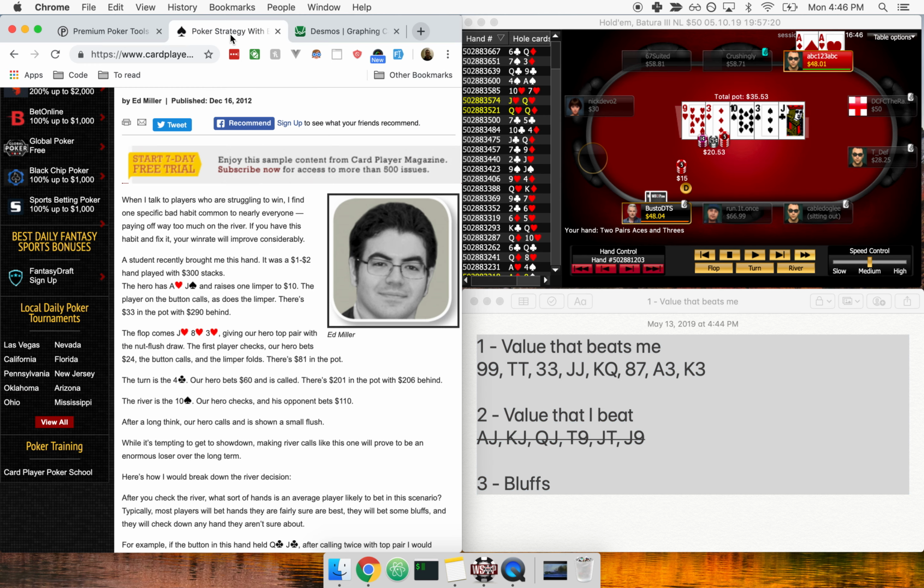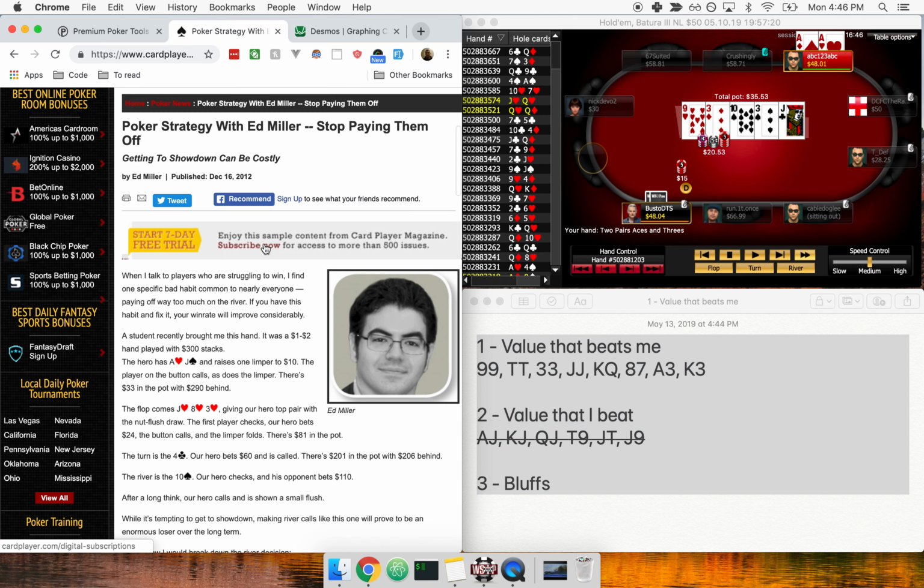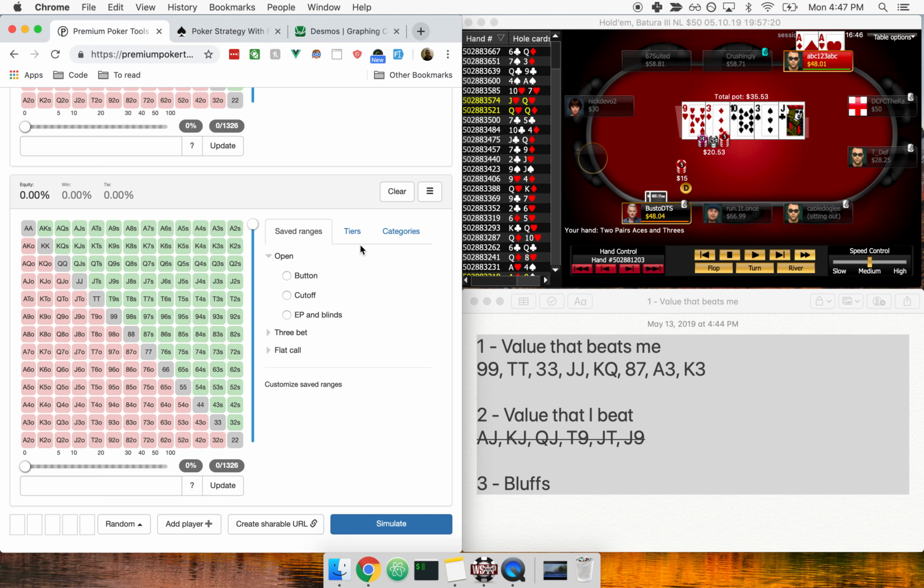And I want to give a shout out to Ed Miller. He's the guy that I got this approach from. He talks about it in this article and in his book, The Course. So shout out to him. That's where I learned this approach from. But yeah, let's proceed to analyze this hand.